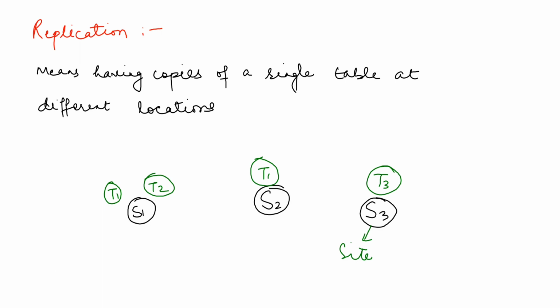But replication has some problems. Replication means having multiple copies of something. So we have T1 and T2. Say T1 has 10,000 records. These 10,000 records are taking space on S1, and T1 is also stored in S2, so the 10,000 records are taking space on S2 as well, so the storage is wasted. This is one of the downsides of replication.